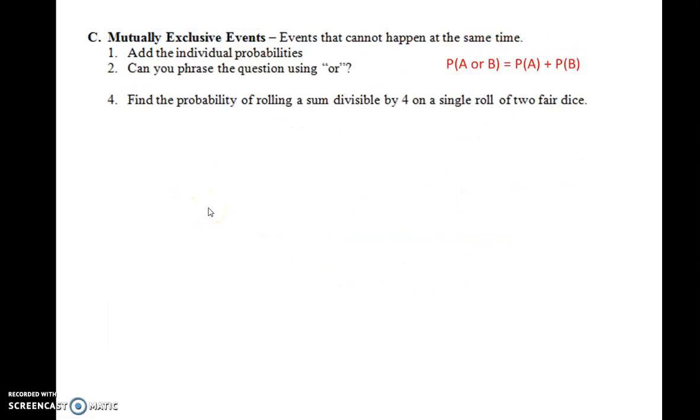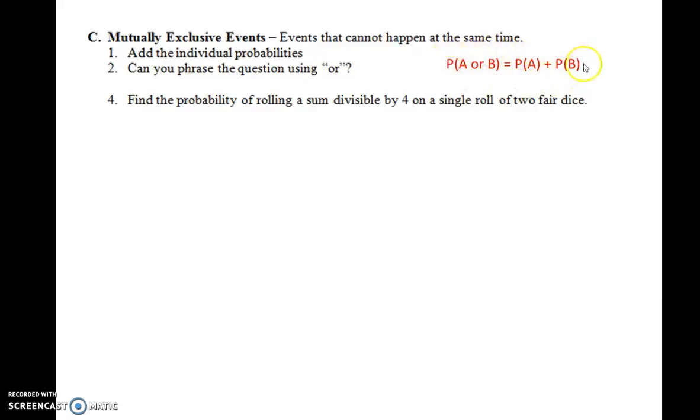Section C talks about mutually exclusive events. These are events that can't really happen at the same time. Okay, so they are separate, they're apart from each other. I think a key thing here is, can you phrase it using the word or? Could this happen, or this could happen, or this could happen? Whenever you do that, you're going to be adding the individual probabilities together.